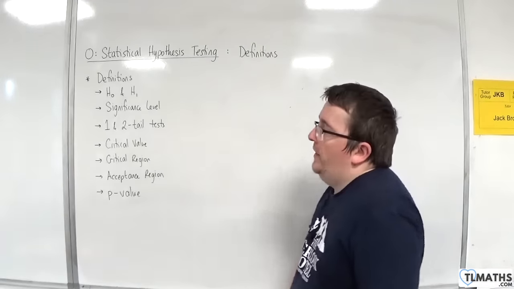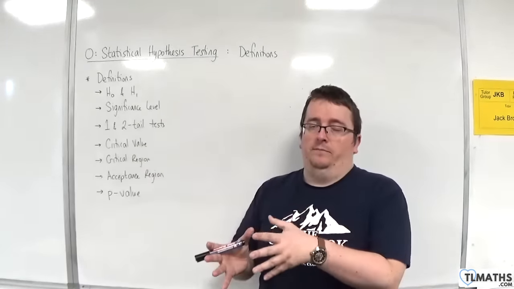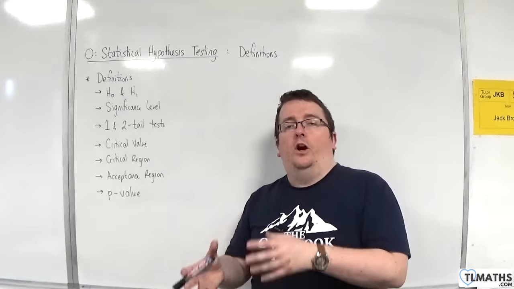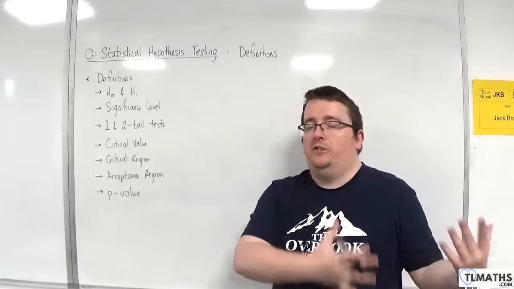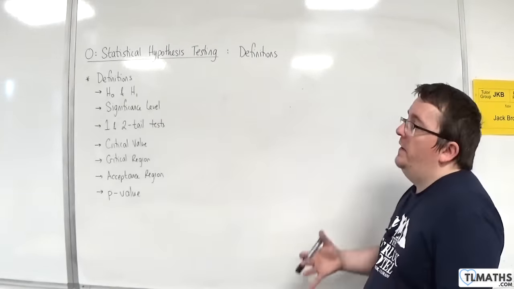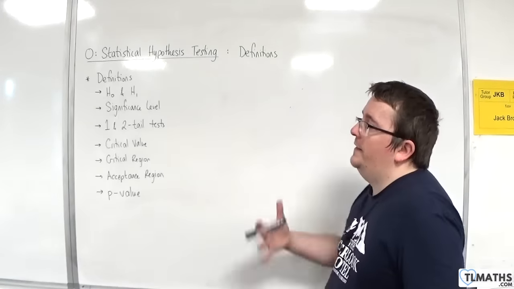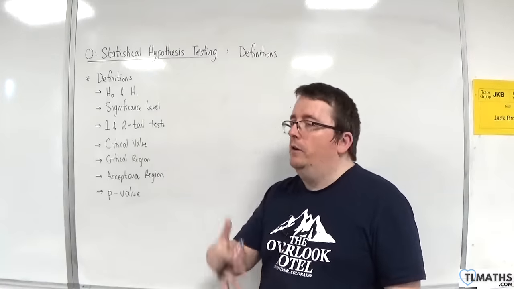The significance level, you should understand and be able to write down the definition of the significance level. It is the probability of rejecting the null hypothesis when in fact it is true. Okay? So it is the probability of rejecting the null hypothesis when in fact it is true. That is the significance level. You should be able to write that down word for word.